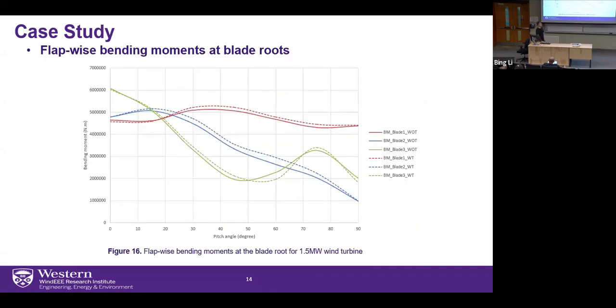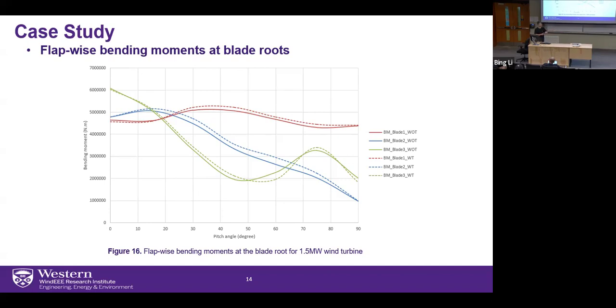So now let's look at the results. Usually when you look at the results for wind turbines, you focus on two locations. One is the root of the blade. The other one is the root of the tower. For the blade, our software can compute two different bending moments: flapwise and edgewise. If the blade is like this, the flapwise direction would be this, and edgewise would be this.